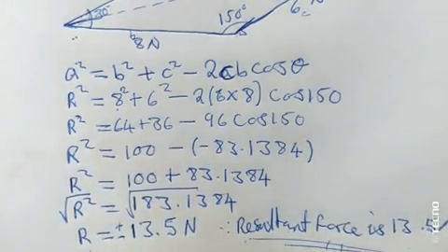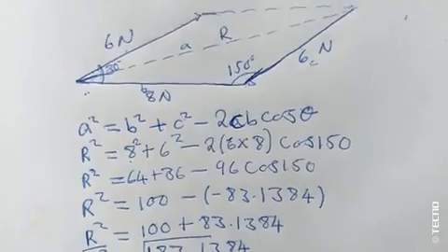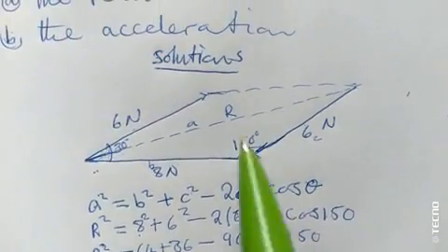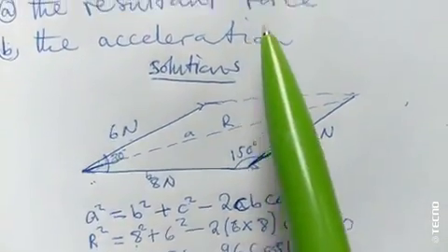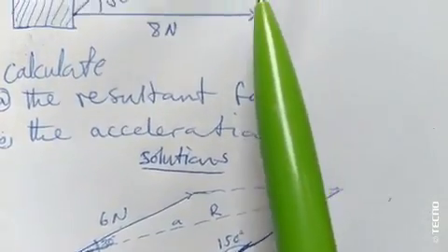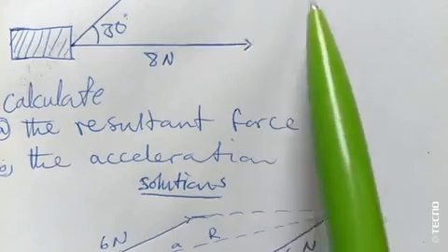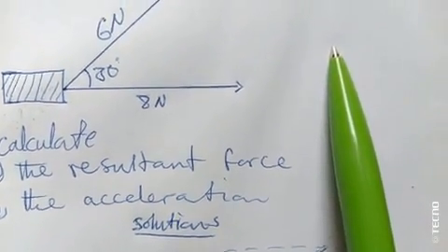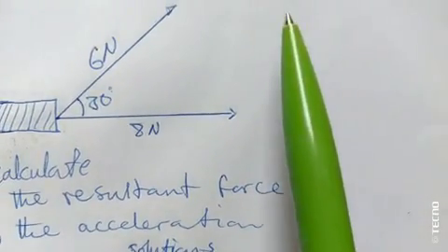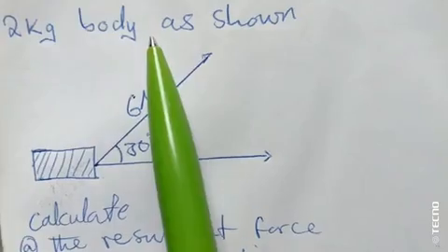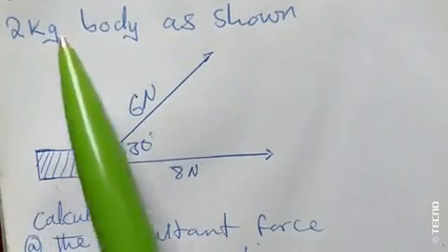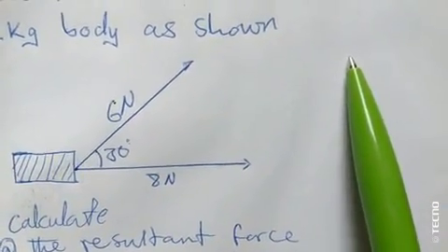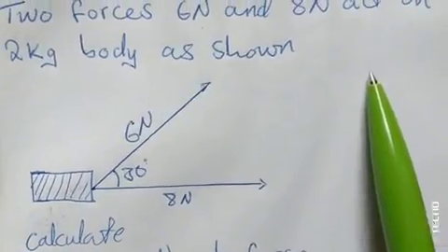Then the second question there is just to calculate the acceleration here, because we have already been given the mass of these two forces. It is here, which is 2 kg. It's 2 kg. So now to calculate the acceleration, let's just work it out here.